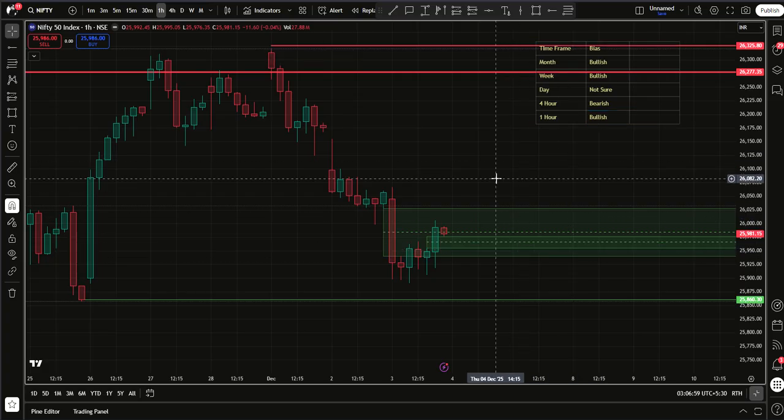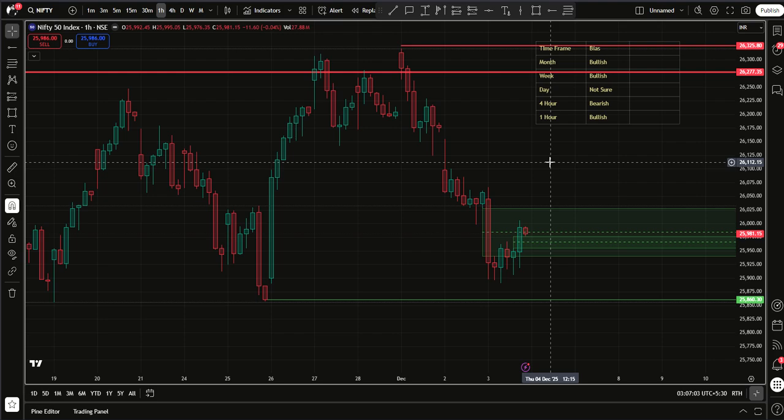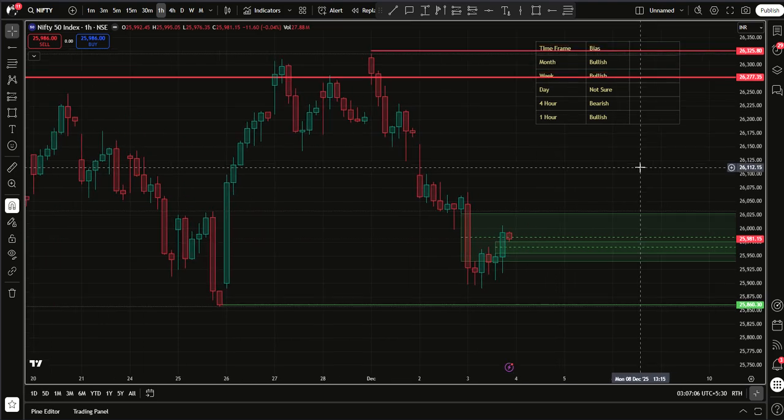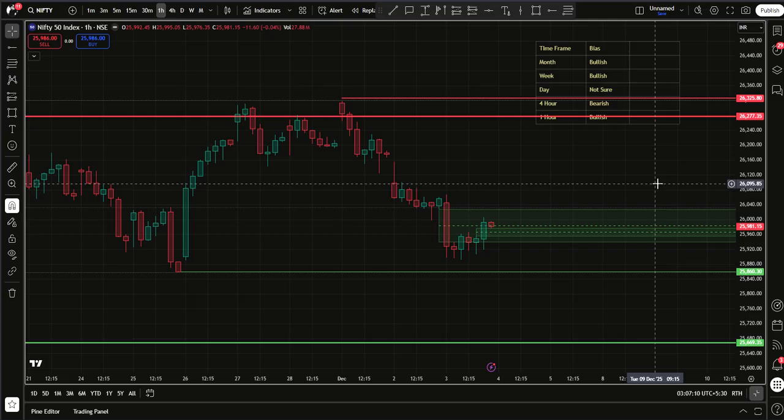Nifty is bullish on an hourly time frame, bearish on a 4-hour time frame, and not sure on a daily candle time frame. So it's one of those days I would be happy to sit out of the market and watch what's going on while I keep my trades on silver alive. That could be the subject of another video.